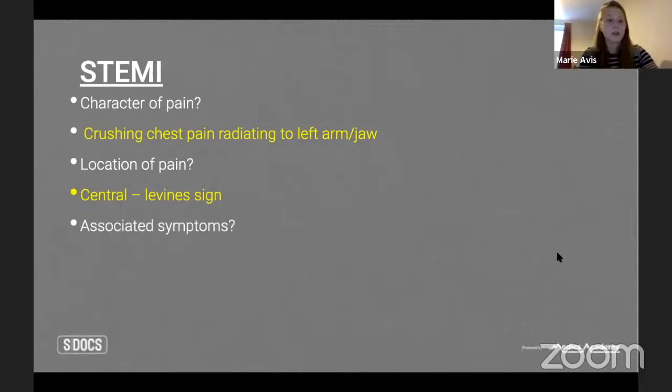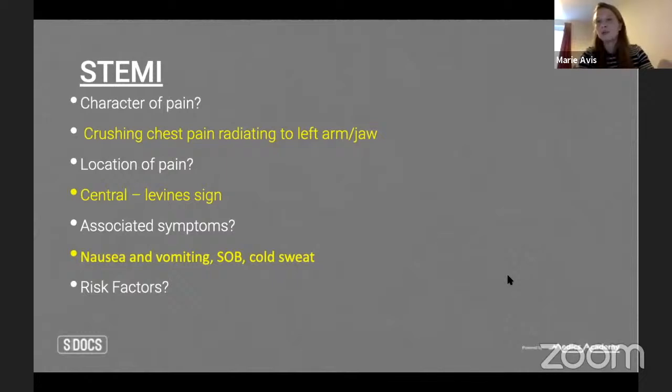So then I would ask about some associated symptoms, and some of the ones I'd be thinking about with an MI are maybe some nausea, some vomiting, some shortness of breath. Patients often get a cold sweat, some grey skin, and they also sometimes talk about an impending feeling of doom, which sounds dreadful to be honest, but they get this feeling that something really bad's going to happen, because it is.